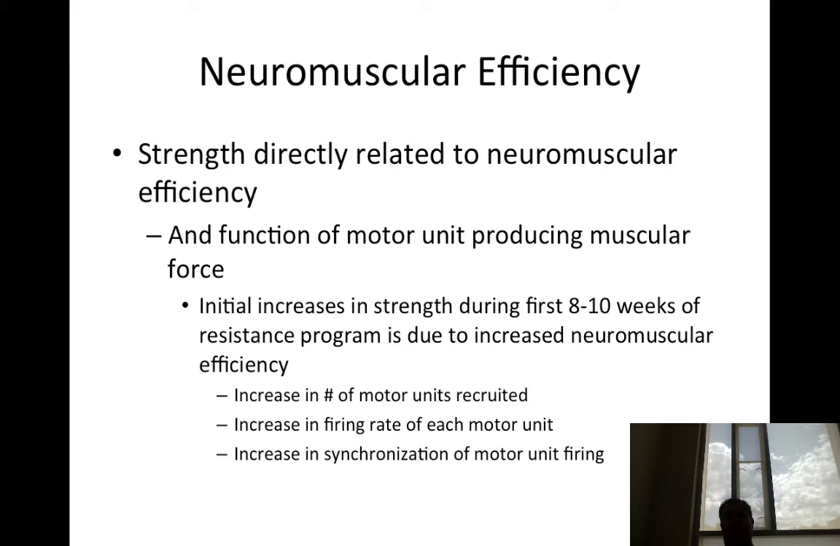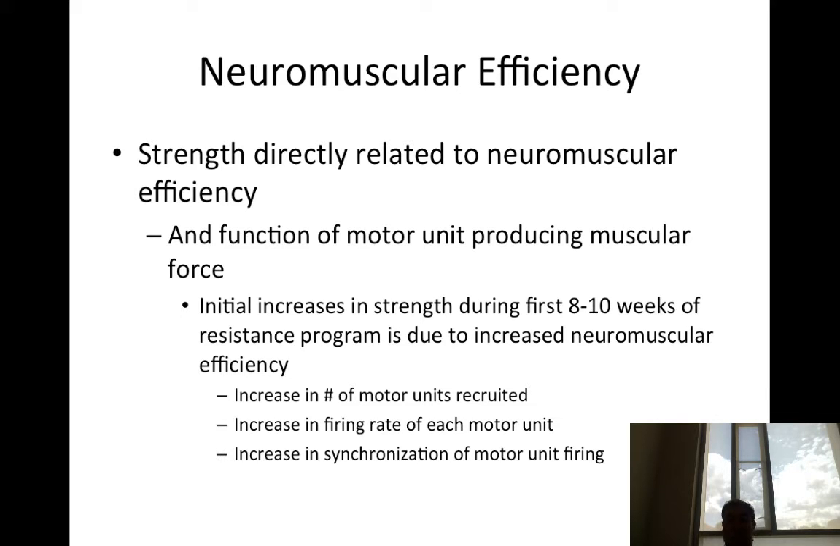Neuromuscular efficiency. The body wants to move efficiently. It wants to make the most power and strength in the most efficient manner possible, if that makes sense. So a lot of these skills that you learn as a specific sport skill are that neuromuscular efficiency for that specific task, whether it's changing your angle of your shot if you're a basketball player, changing your grip for a golfer, changing your footing when you're a baseball player or a football player. So strength is directly related to neuromuscular efficiency and motor function of motor units producing that muscular force.